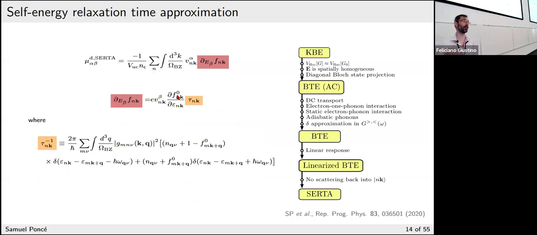and note that there is a 0. The 0 means that this is the occupation without an electric field. So this is simply the Fermi-Dirac occupation function, with respect to energy, and then you have your scattering rate or scattering lifetime.